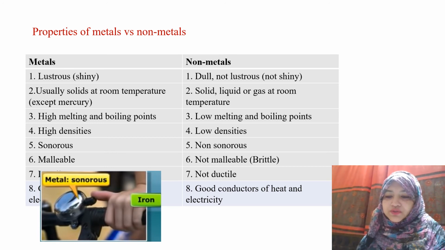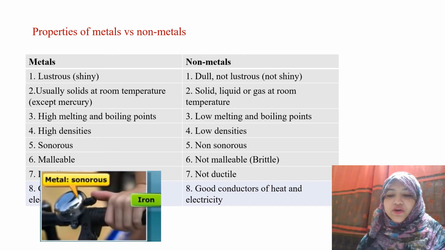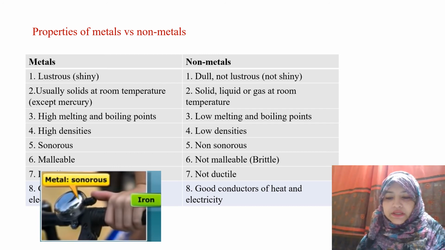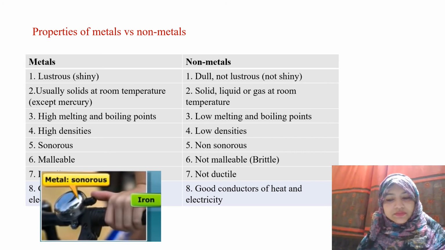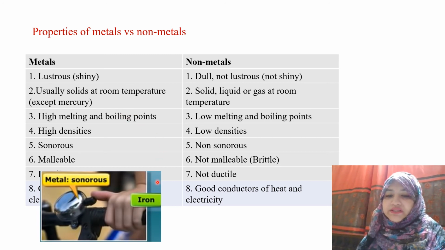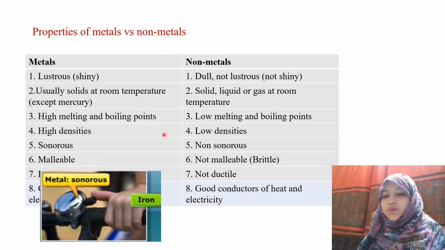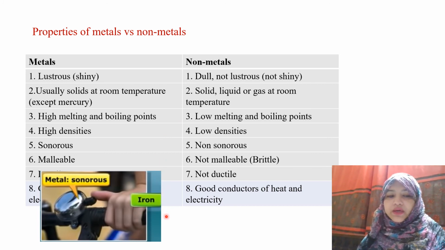So for a metal to melt, to change from solid to liquid, it needs a very high temperature. Or imagine the boiling of metals, that means gaseous metal, it needs even further temperature, a very, very high temperature. That's why metals have high melting and boiling points, but non-metals have comparatively low melting and boiling points.